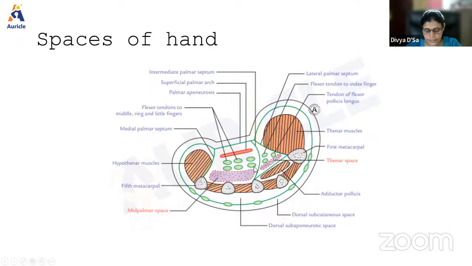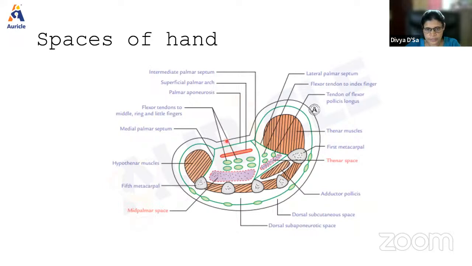So it is located under the medial half of the hollow of the palm. So medial half of the hollow of the palm, we have this mid-palmar space. Anteriorly from superficial to deep, what do we have?